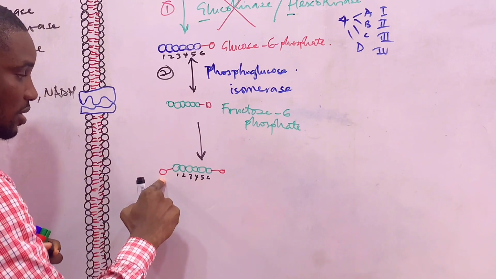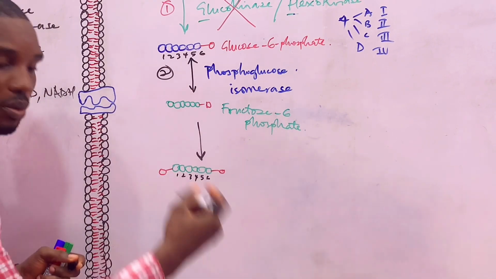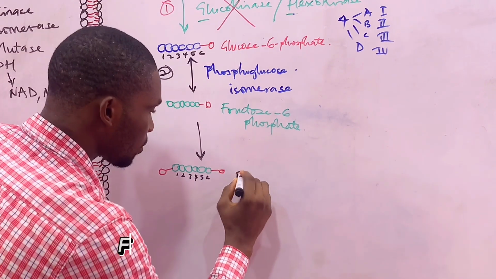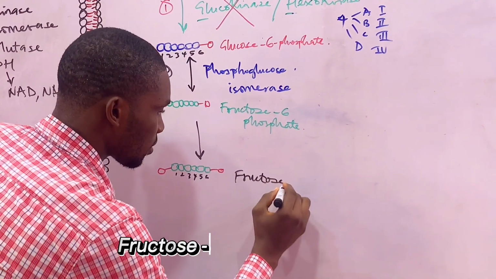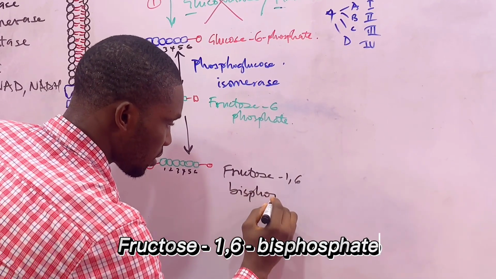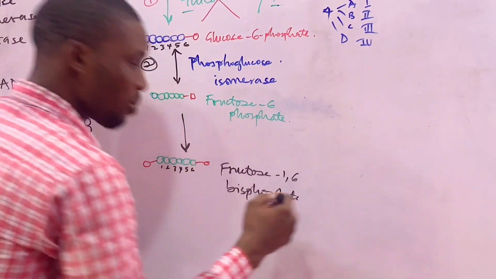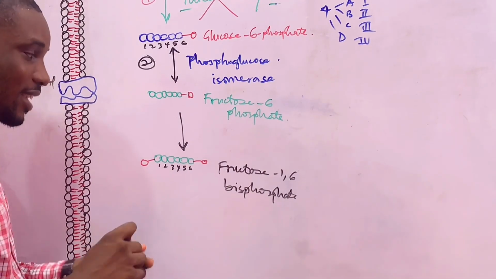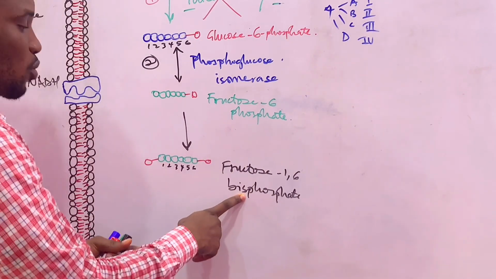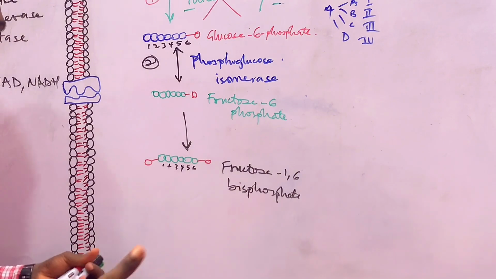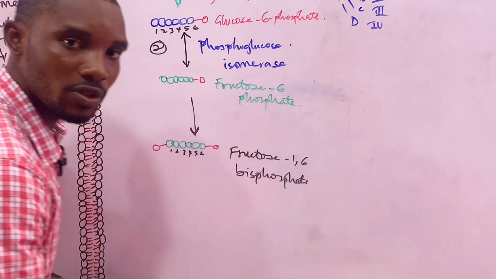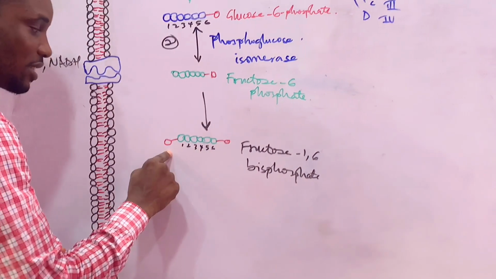Now, this another one is added to what? 1 position. So what are we going to call this? You say this should be called what? Fructose 1,6 what? Bisphosphate. Please don't say biphosphate. Say bisphosphate. Okay. So I hear a number of people say fructose 1,6 biphosphate or fructose 1,6 diphosphate. Please, it's called fructose 1,6 bisphosphate because the two phosphate groups are attached at different positions.